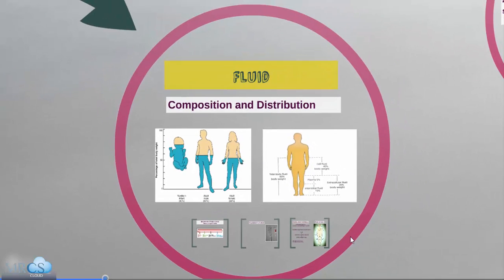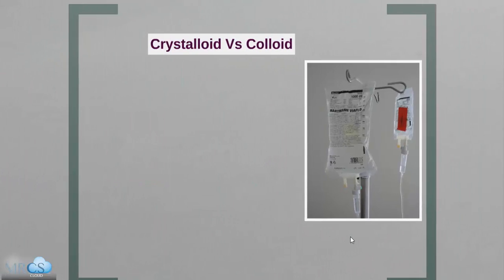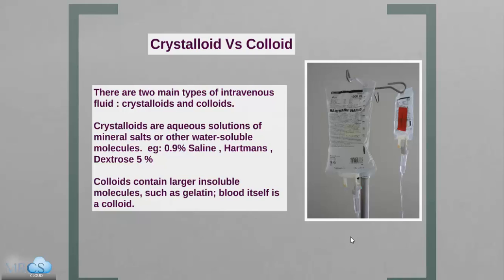We'll go to another section, crystalloid versus colloid. There are two main types of intravenous fluid, crystalloid and colloid. Crystalloids are aqueous solutions of mineral salts or other water soluble molecules. The most important ones are 0.9% saline, normal saline, Hartmann's, and dextrose 5%. Colloids also contain large insoluble molecules such as gelatin, and blood itself is a colloid.